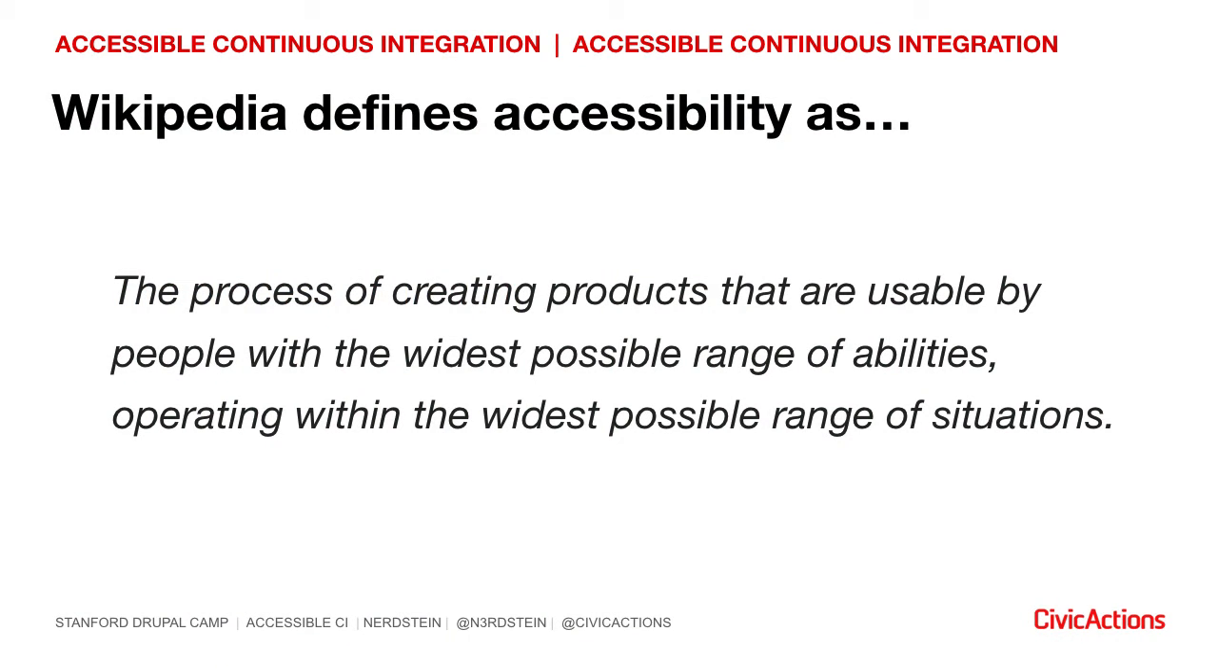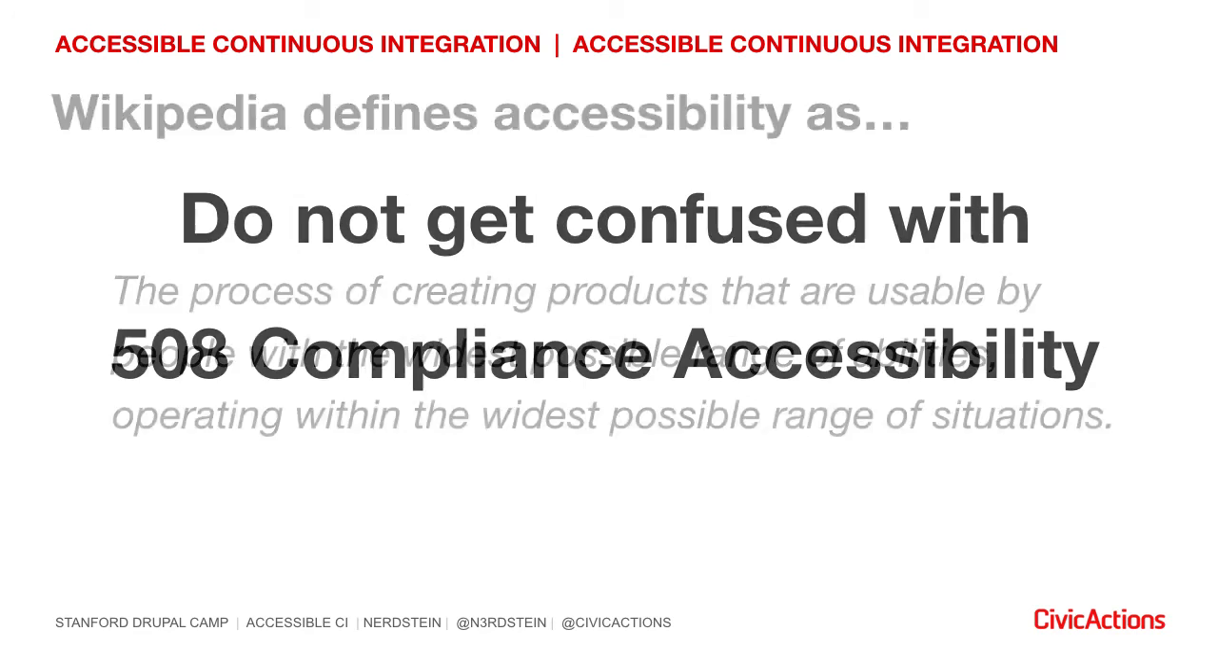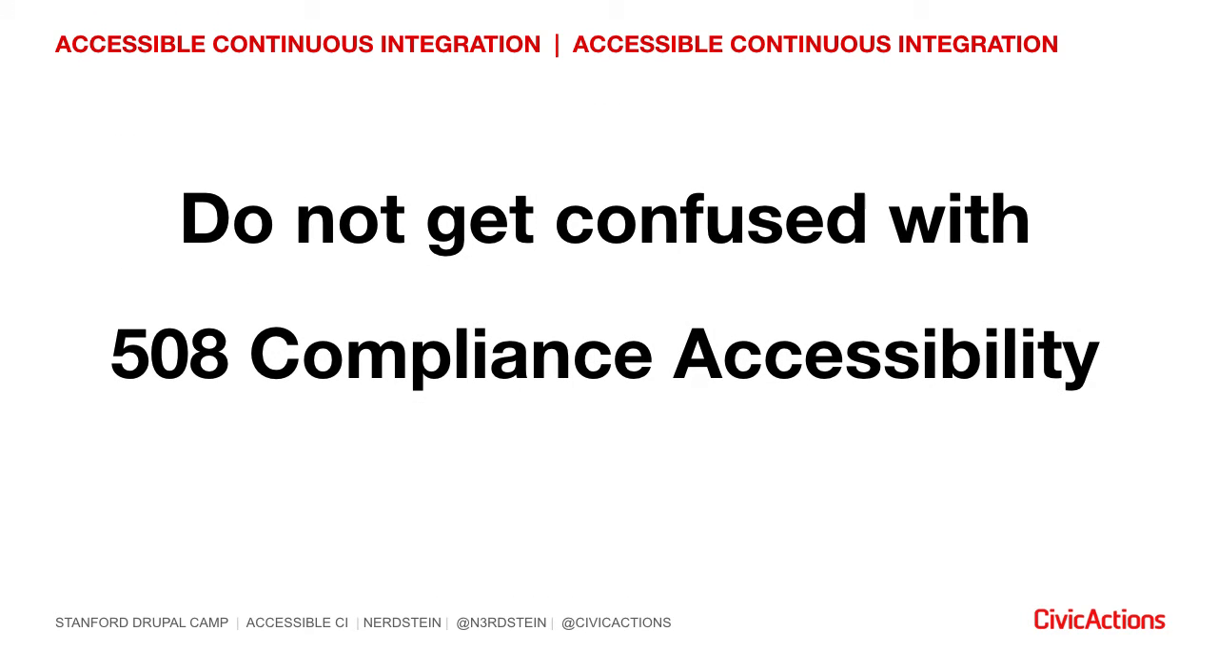First, let's start by defining accessibility. Now, some of you might get confused with another accessibility, but hang tight. The definition on Wikipedia says: the process of creating products that are usable by people with the widest possible range of abilities, operating within the widest possible range of situations. So again, do not get confused by 508 compliance, which is also accessibility on the web. This is a different type of accessibility.